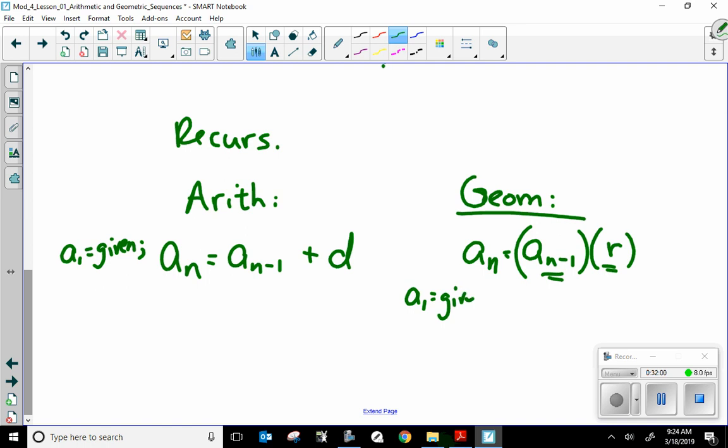I always say it's a sub 1, the first term, because on the final, that's a big thing. If they don't give you a term, the first term or whatever, it is not recursive. Okay? If they don't give it, it is explicit. They have to give you a term.